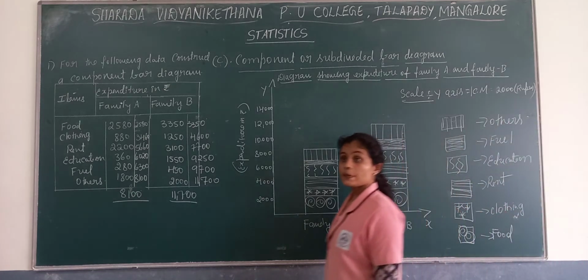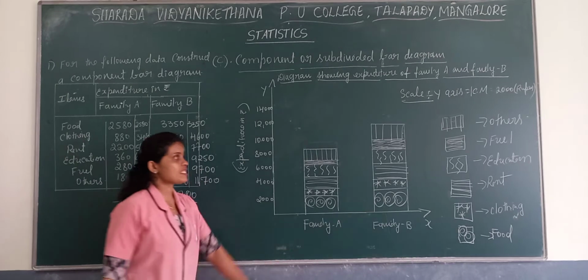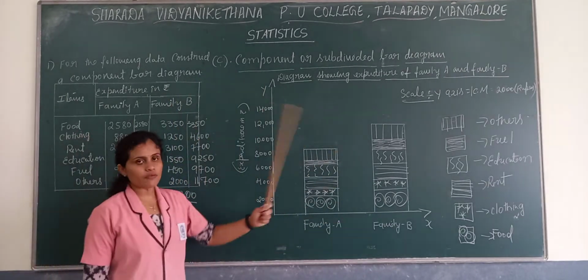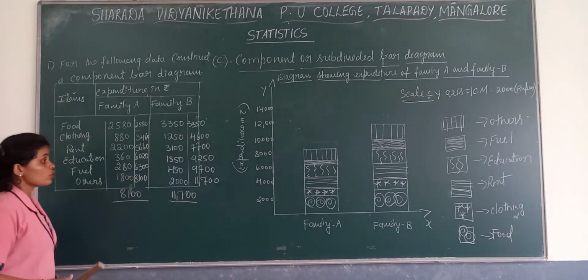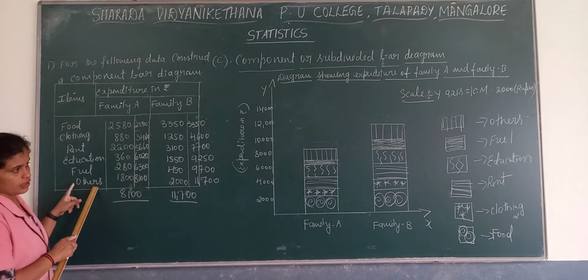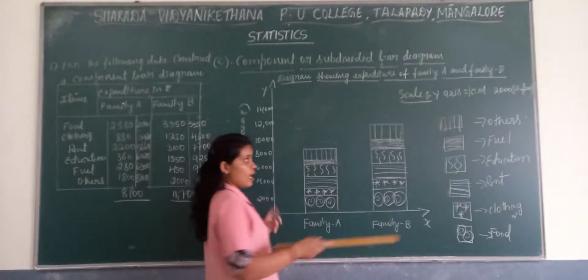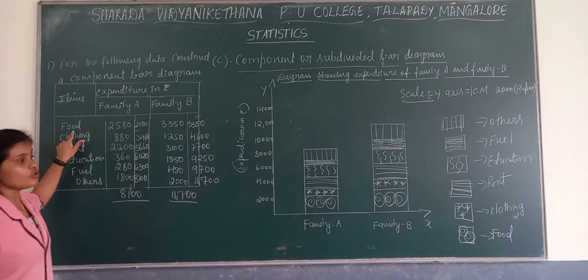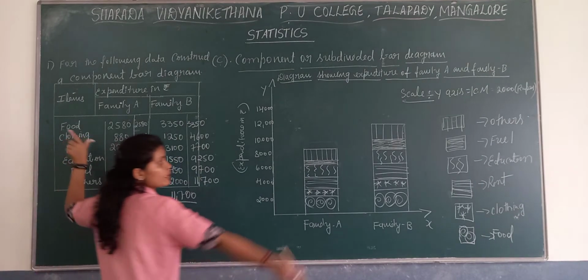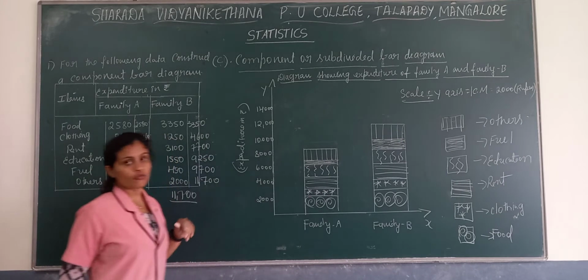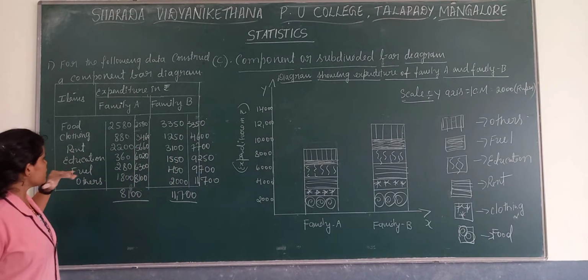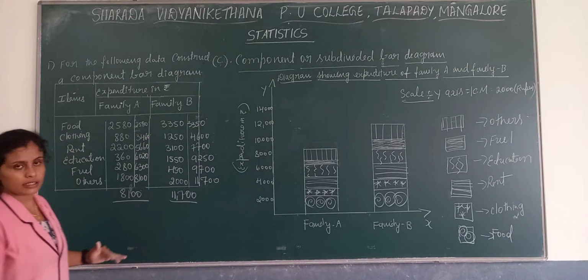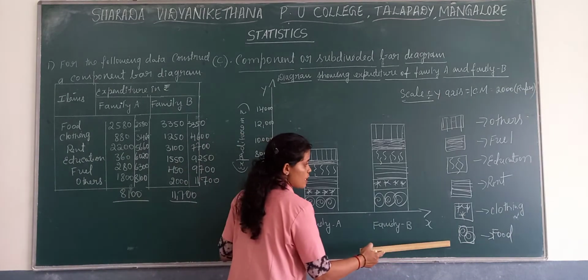But here most of you make a mistake while representing the index. Everything will be proper, but in the index, you start from others. The first one you write as others, instead of food. Food you should start from here. Food, clothing, rent, education, fuel, others. In that format you should start.